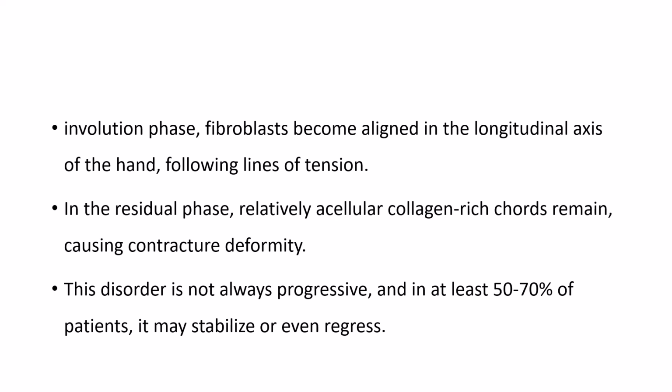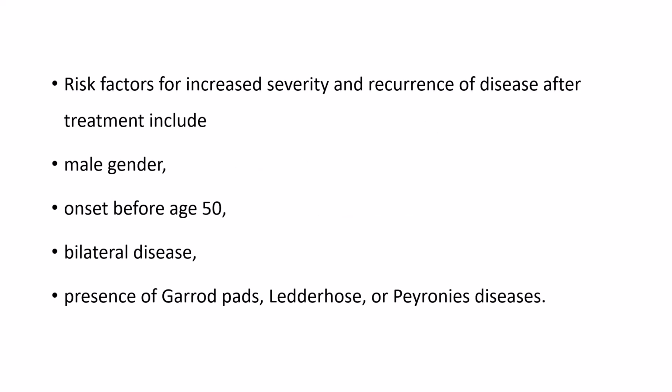This disorder is not always progressive, and in at least 50 to 70% of patients, it may stabilize or even regress. Risk factors for increased severity and recurrence of disease after treatment include male gender, onset before age 50, bilateral disease, and presence of Garrod pads, Ledderhose, or Peyronie's disease.